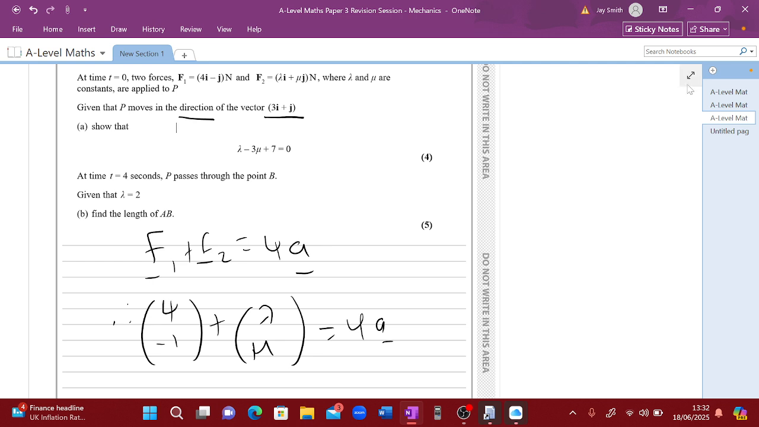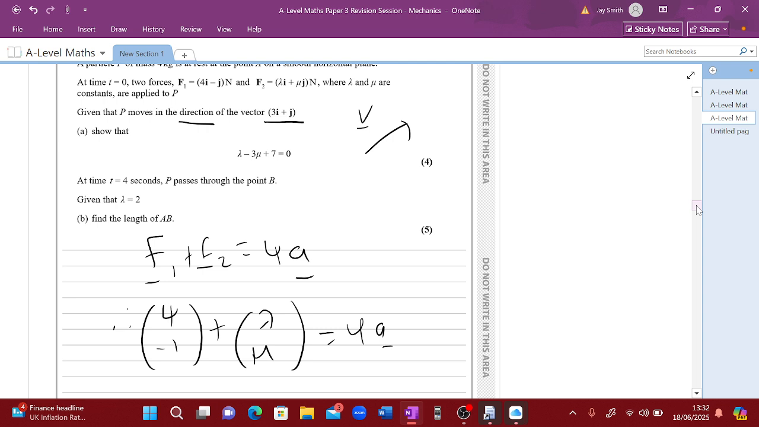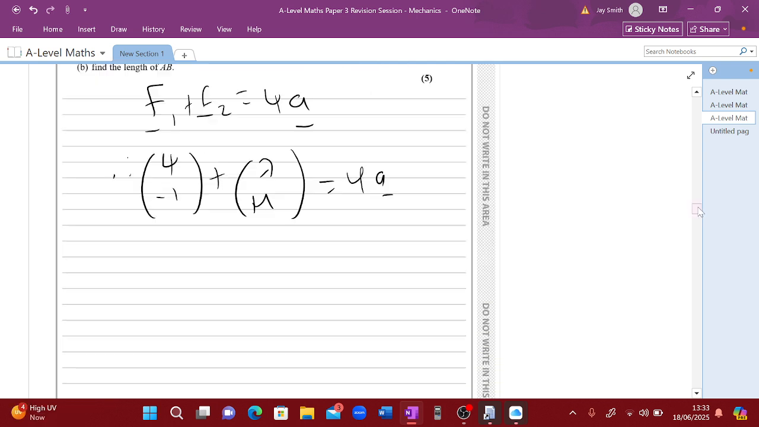Now, usually when they give you something like that, something's moving in the direction of a vector, that's telling you the velocity vector is in this direction. But we don't know anything about the velocity. However, we are given stuff about the force that acted on it. Now, the overall force is still acting in the same direction, wouldn't it? Because overall, P is being pushed by the resultant force in the direction of the resultant force, right? The resultant force is dictating where the particle goes. So in this case, well, actually, the sum of this.